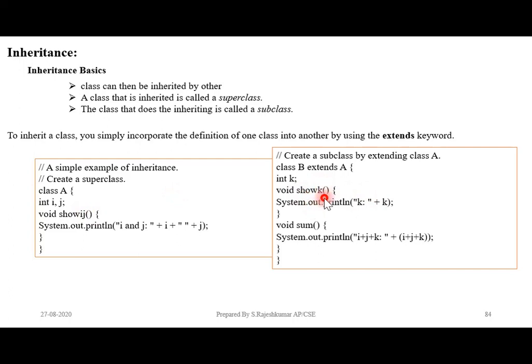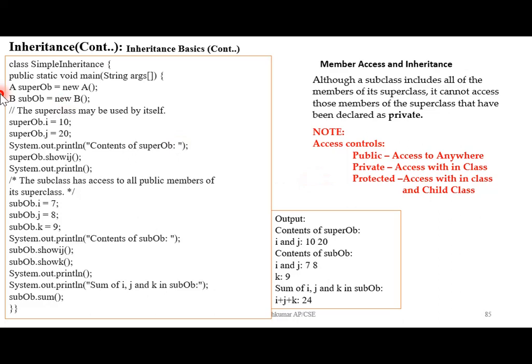So inheriting the properties means it inherits the properties of the base class. This is the base class, and this is the child class which extends the properties of A. That's why extends is the keyword which denotes inheritance. That means class B has inherited the properties of class A. That is the meaning of extends. Okay, so let's go to the next program.